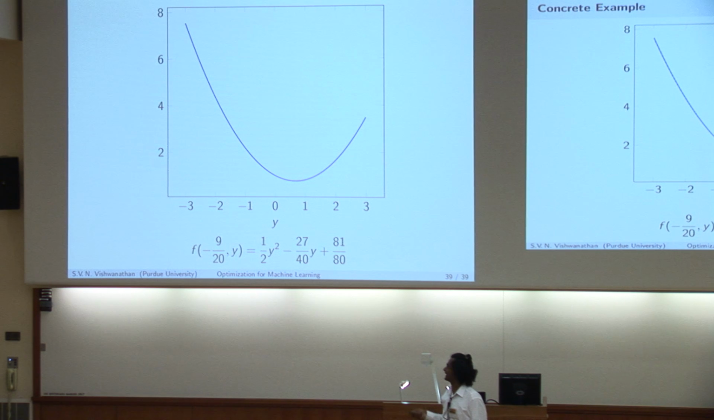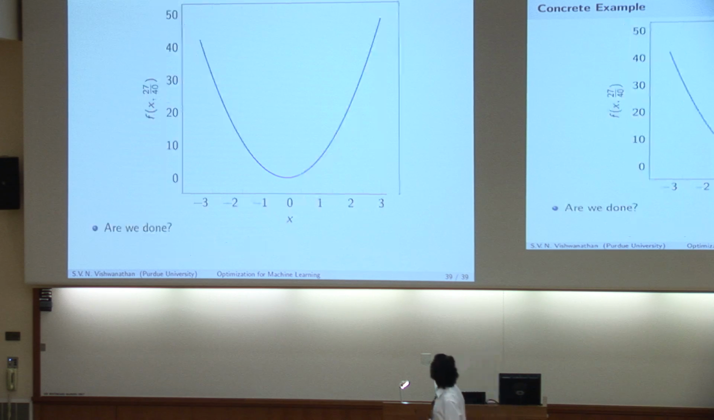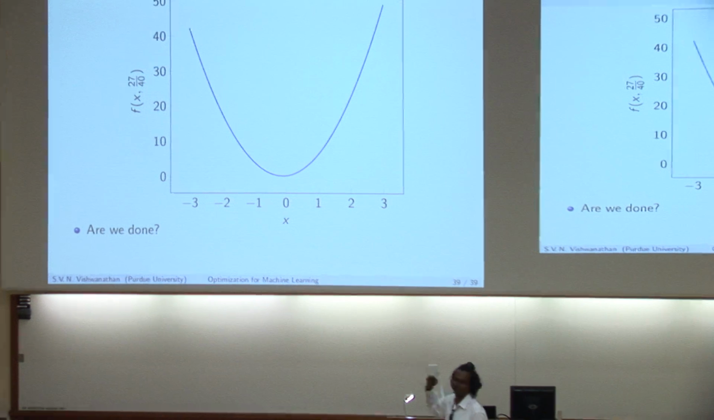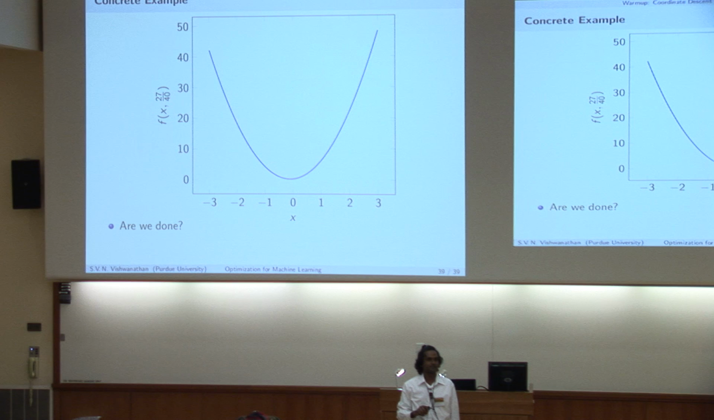Again, I can find the minimum of this quadratic. This is 27 by 40, and I plug it in. And here is what it looks like if I slice again along the x direction at 27 by 40. Sorry, along the y direction at 27 by 40. Are we done?